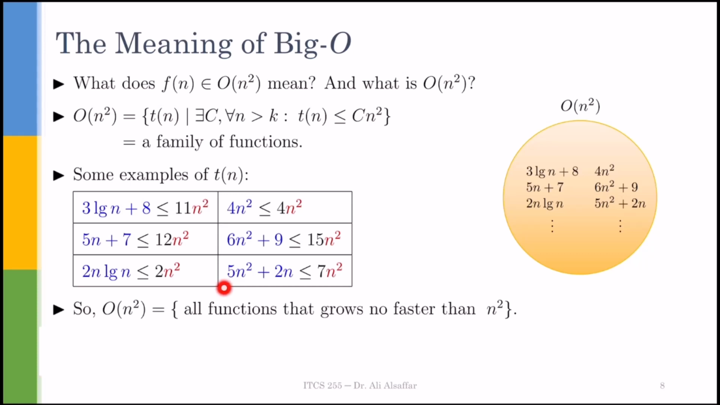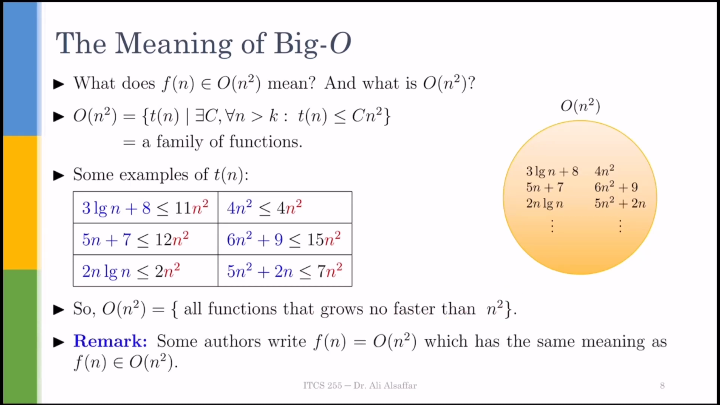And how to prove that 5n squared plus 2n is big O of n squared? You find a constant which is equal to 7. So O of n squared is a set that consists of all functions that grow no faster than n squared.